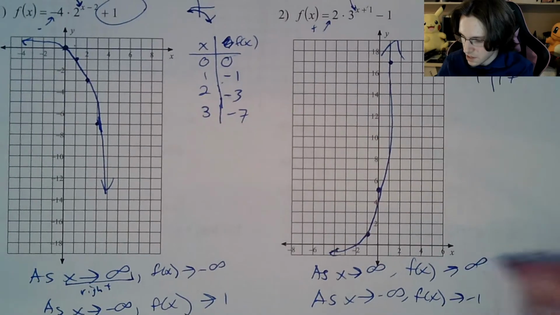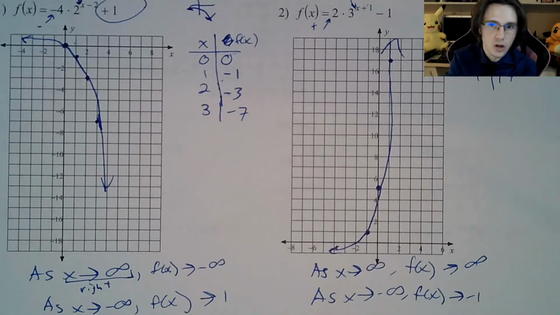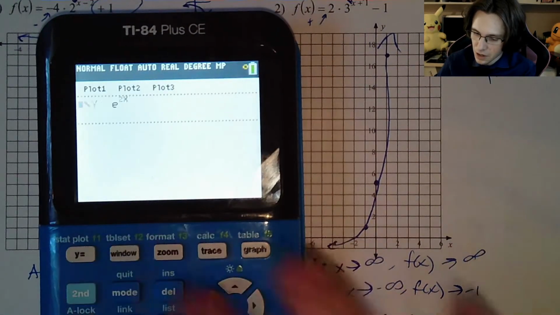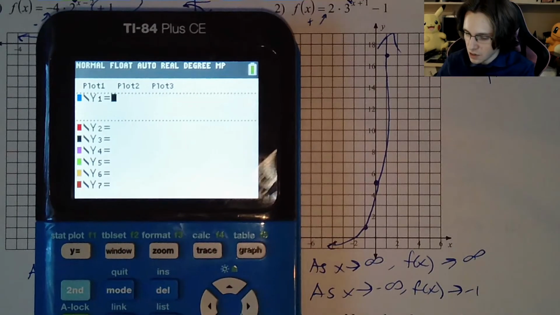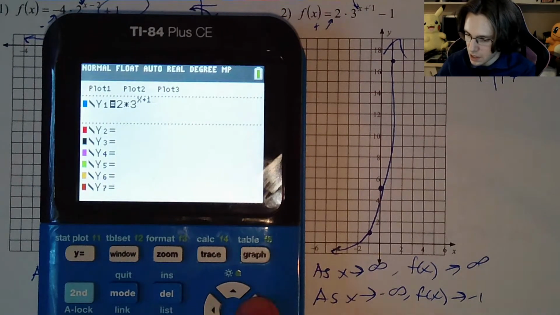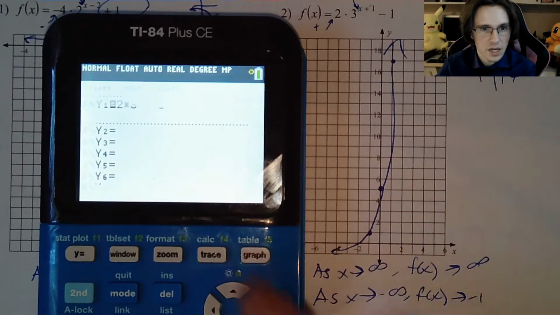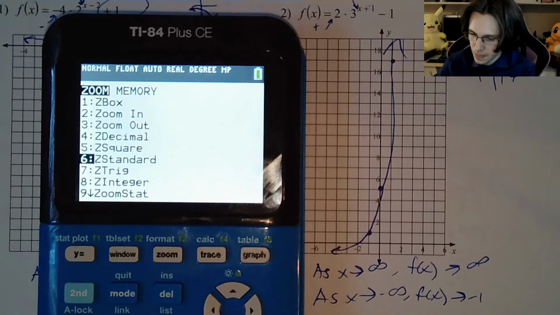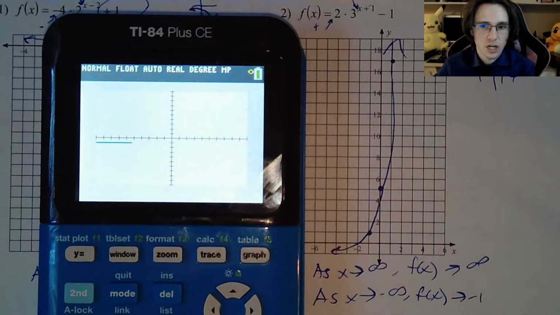On the right, goes to infinity. Don't forget, you can also check your work for every single one of these questions on the calculator. So if you go to your calculator and go to y equals, for instance, you can type in the original question: 2 times 3 to the power of x plus 1, and then minus 1. And then if you just hit graph, it should end up looking like this.